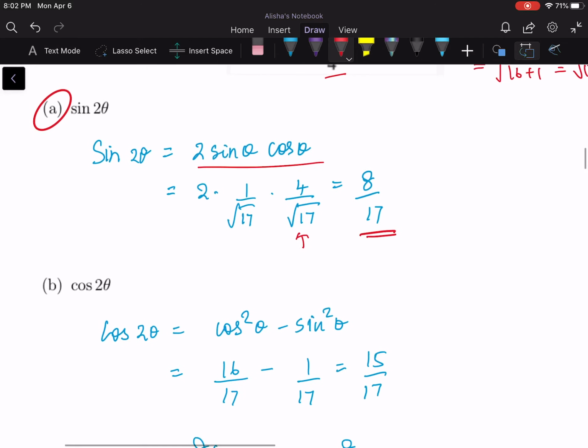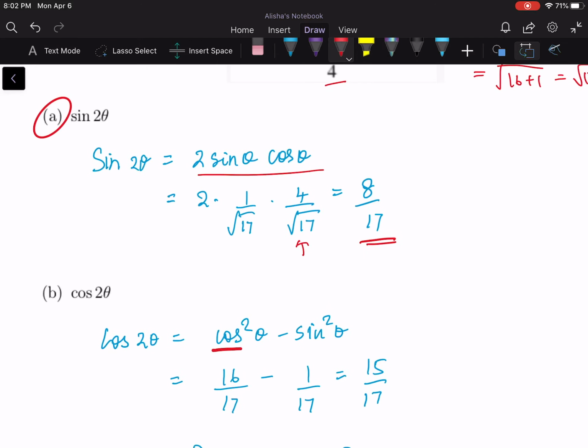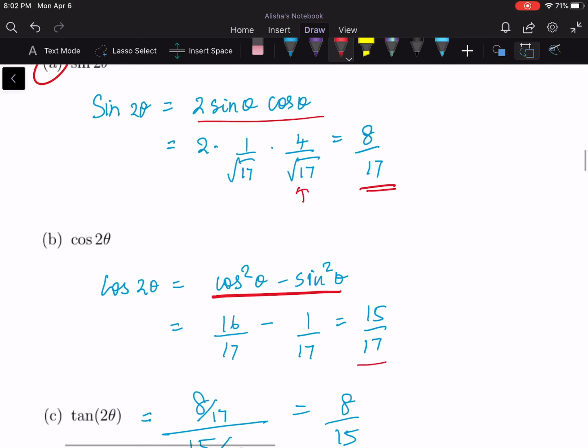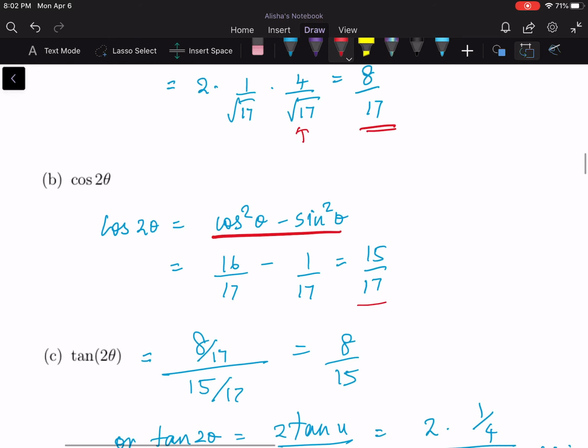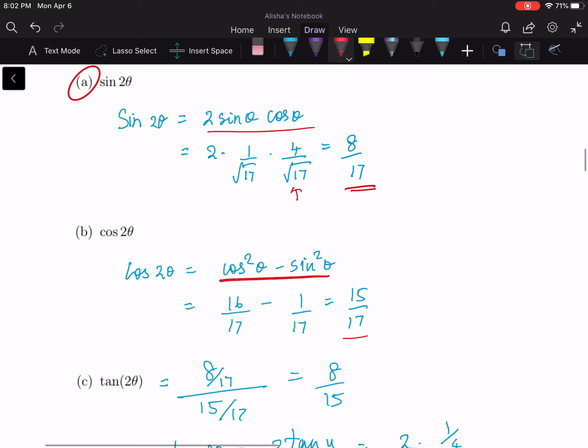So you can do a similar thing with cosine. I used this version of the double angle formula. And just plugging in, I got 15 over 17. And then with tangent, you can just use what you've done for sine and cosine, which is what I did in the first step.